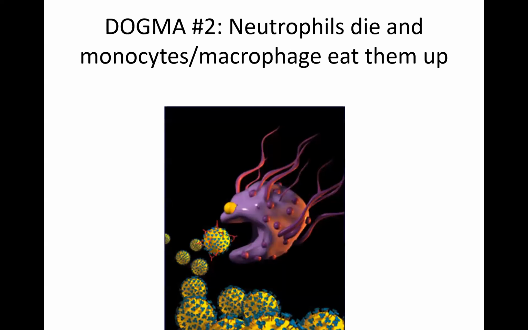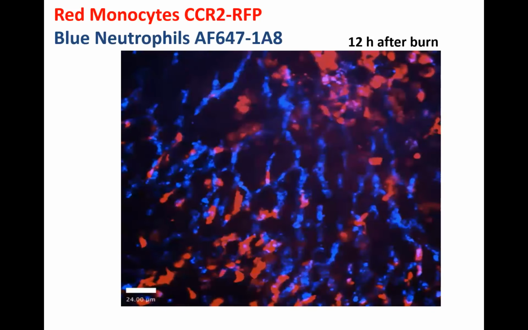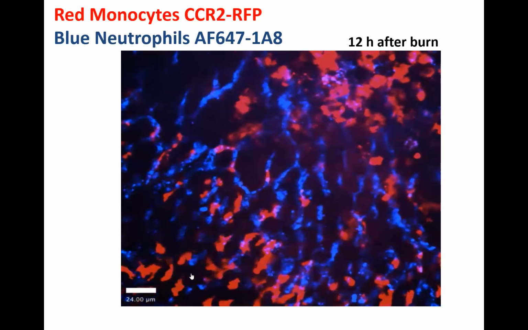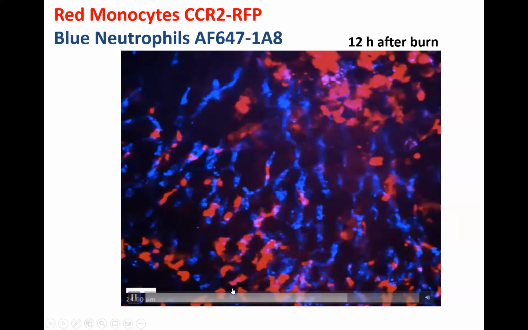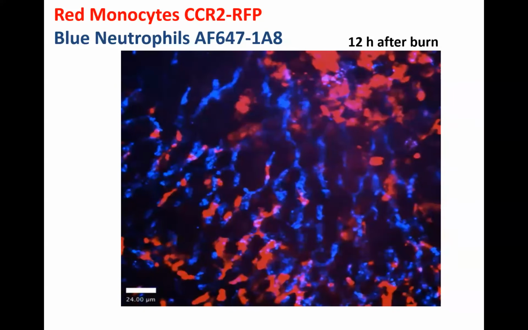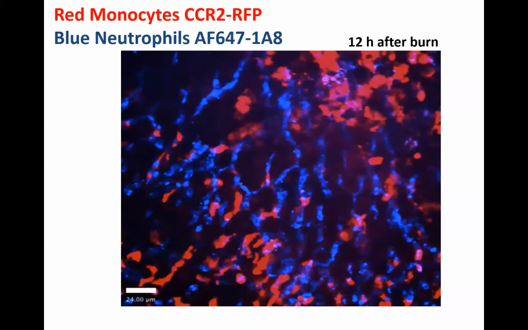Okay. Now, pathology textbooks tell us macrophages come in and they eat up all these neutrophils. Okay, so in this case, we calculated that probably one macrophage for every 100 to 500 neutrophils. That's some challenging eating, if you ask me. But nonetheless, we watched red monocytes, blue neutrophils. And while they were each doing something, we didn't see overt monocytes taking up neutrophils. Okay, so that was the first thing that said, geez, this doesn't seem to align with the literature very well.